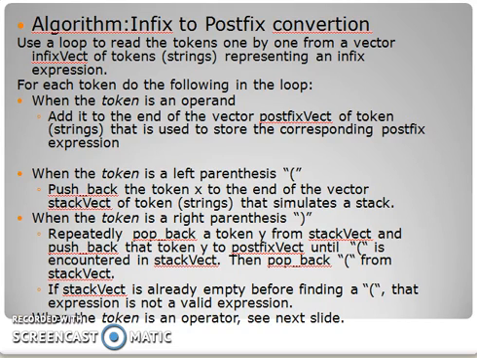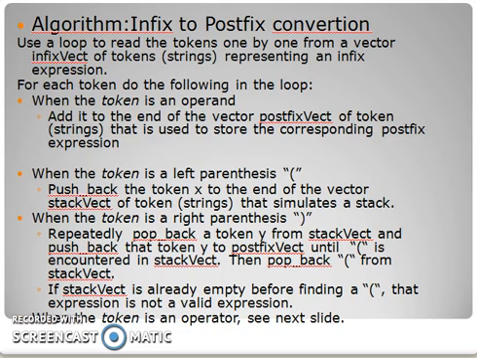But if the token is the left parenthesis, that is open parenthesis, then push back the token to the end of the stack vector, which simulates a stack. So whenever you find a left parenthesis, put that left parenthesis onto this stack. When the token is a right parenthesis, then you need to pop back a token from the stack vector and push back the token to the postfix vector.